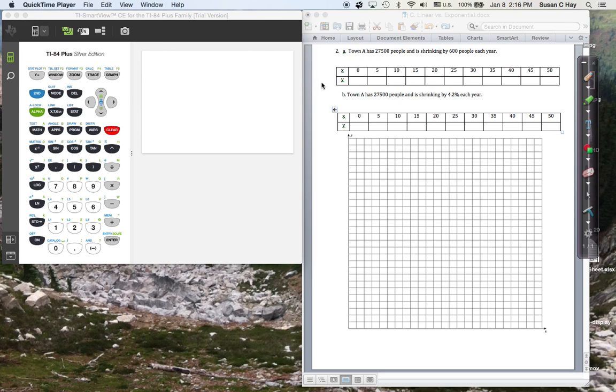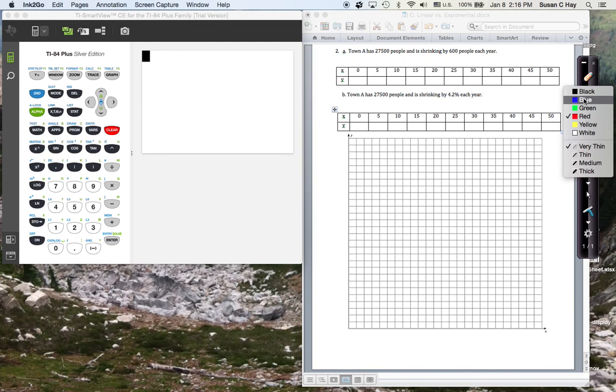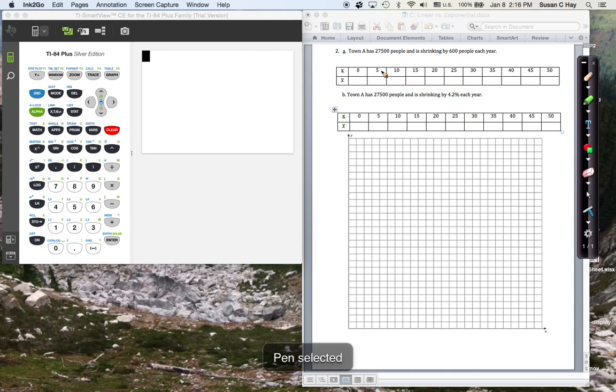Okay, here's a second example problem for these linear versus exponential equations. This is problem 2. A town with 27,500 people is shrinking by 600 each year. We know that that is a linear equation. It's shrinking by the same amount each year. So it's going to be y equals mx plus b.